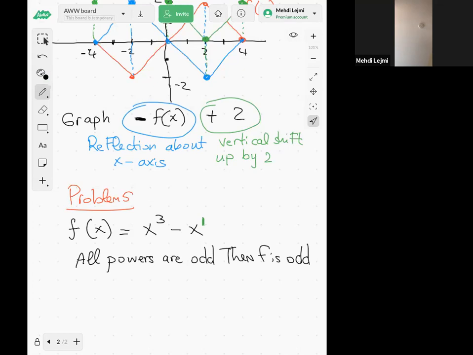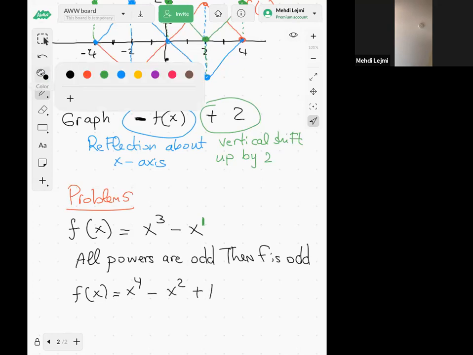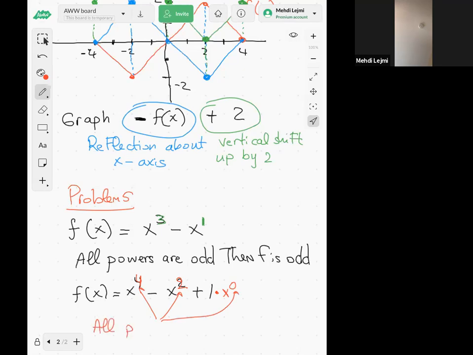Like for the next one, you have f of x, which is x fourth minus x squared plus 1. So this is 4, this is even, 2 is even, this is 1, but 1 here is actually x to the 0. So x to the 0 is 1. So here all the powers are even. Then f is even.